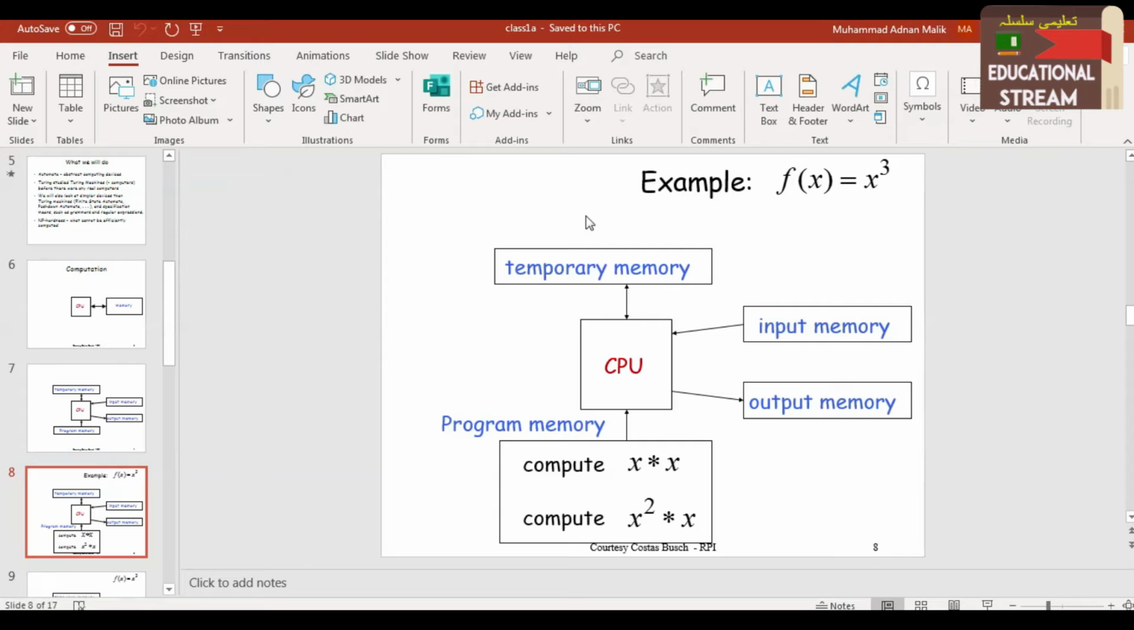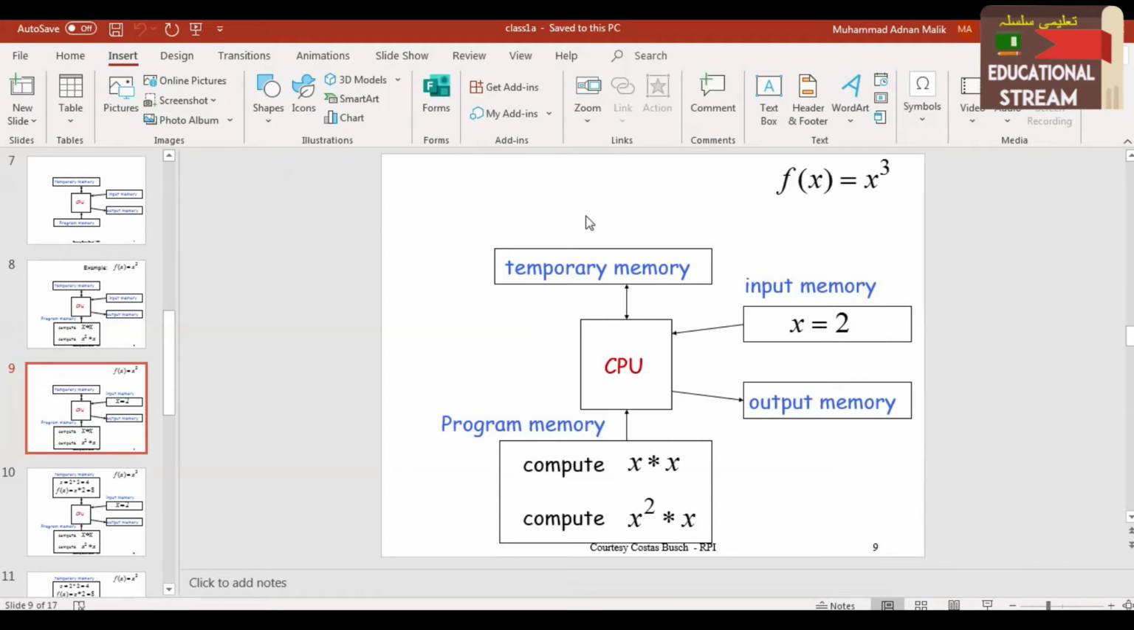and you have some input and you will get some output, and you have a program memory. Suppose you need to compute x cube. First of all you will compute x times x, then after that you will multiply the result with x again. In this way you will get the result x cube.